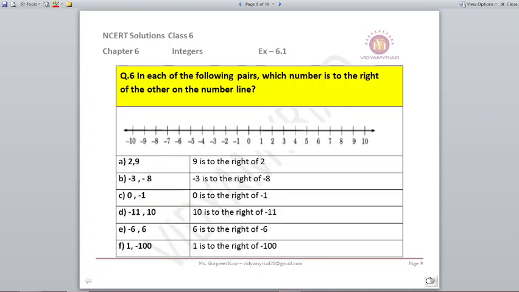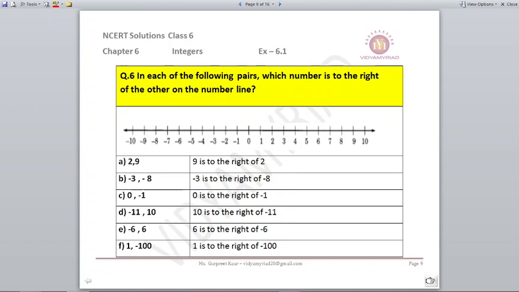In each of the following pairs, which number is to the right of the other number on the number line? Now I have drawn a number line for you. So we will take a pair and think which number will come on the right side. There is number 2, 9. So when I see the number line, first will come 2, then will come 9. That means 9 is to the right of 2.